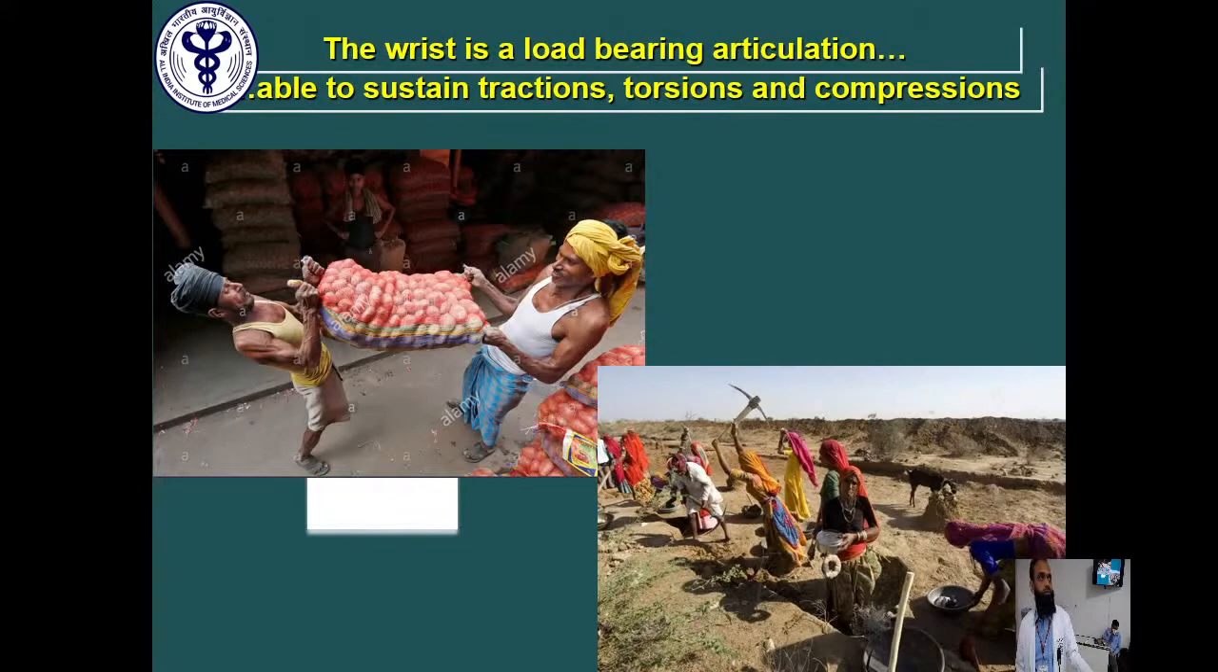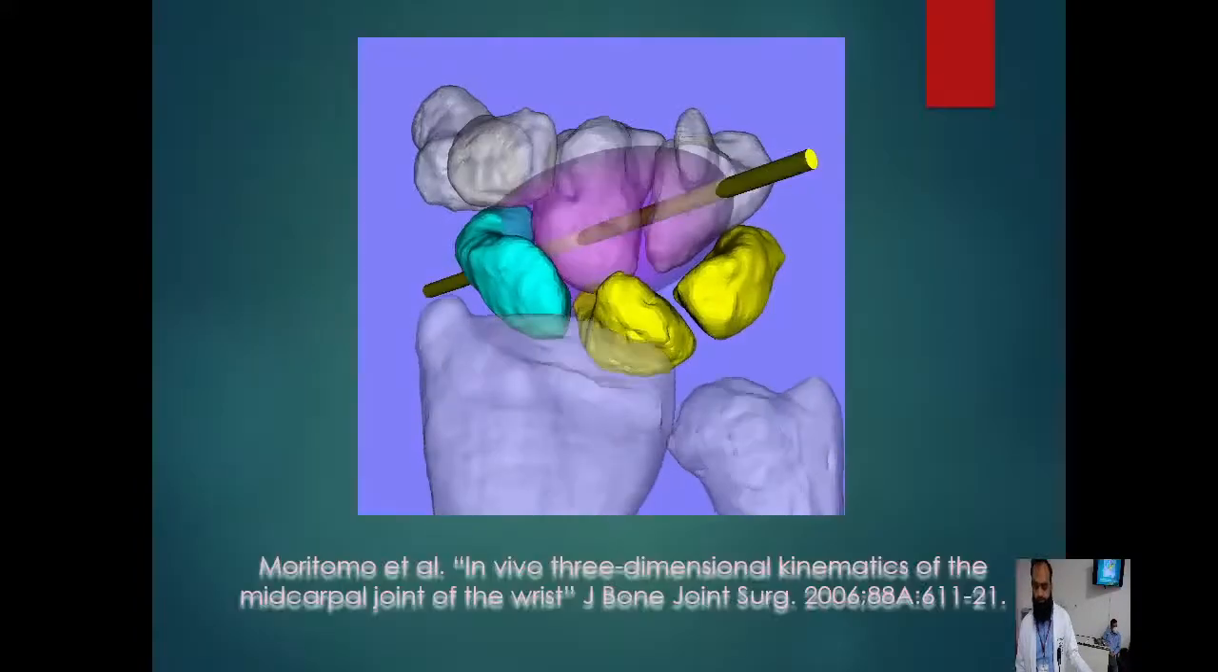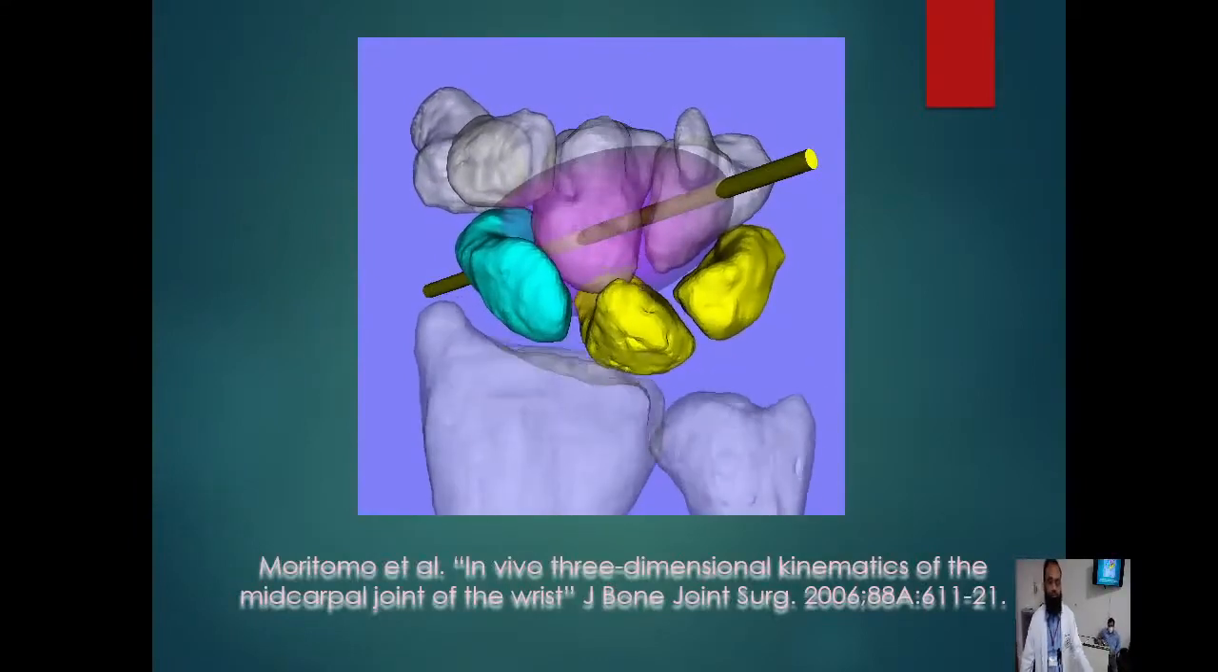So this is not just a piece of bone lying there. It has a specific function. Every bone has one, so it has to sustain all these forces without yielding. So if you see this motion, what happens with flexion and extension?